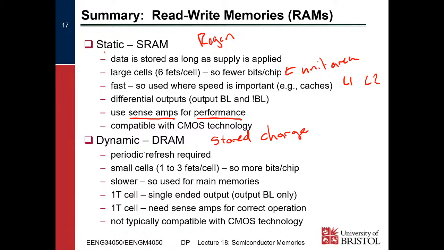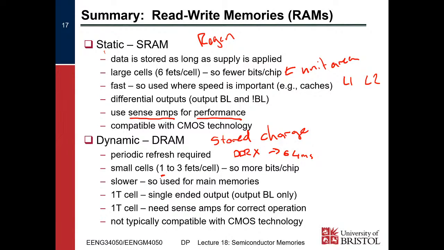We have to periodically refresh the cell. So for DDR specs, so DDR-X for whichever one, 64 millisecond refresh period. They're very small cells, 1 to 3 transistors per cell. Normally it's going to be 1.